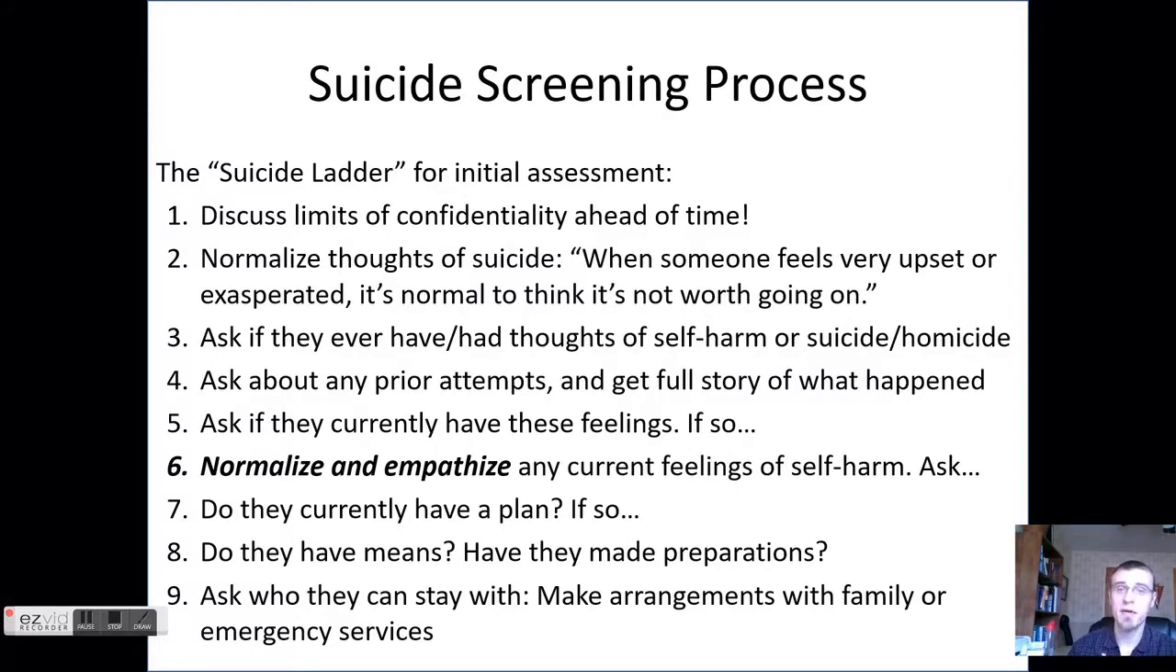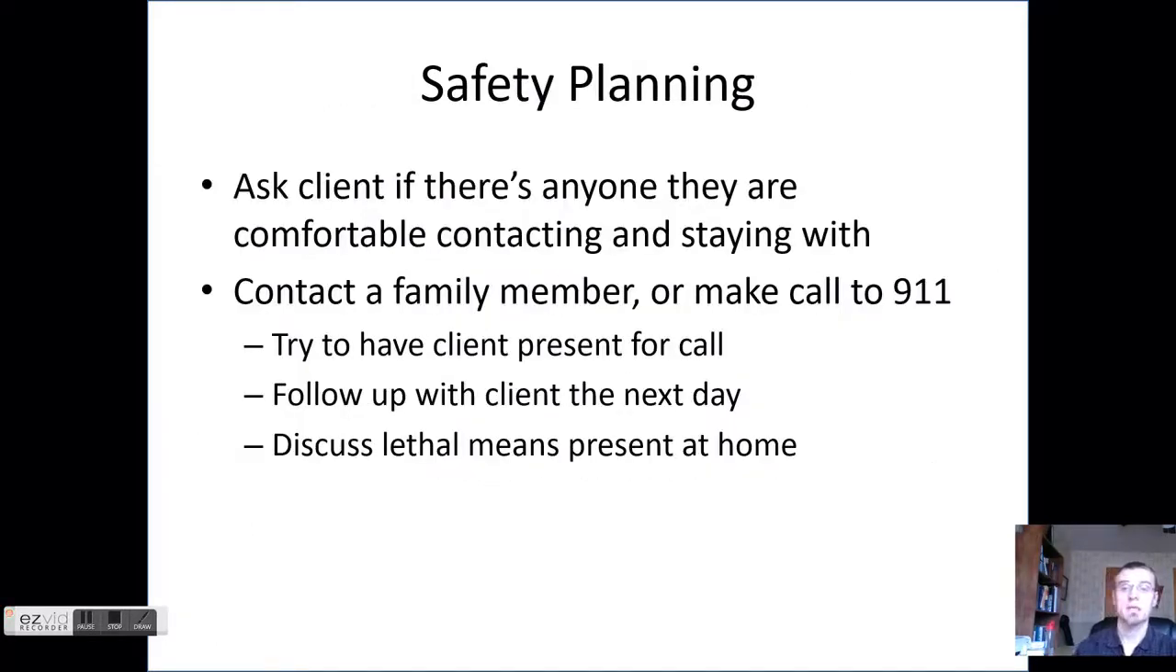If they can't name any reasons, if they have a plan, if they have intent and means, and there's nothing stopping them, we have to consider how we may need to find support for them, or if we have to breach their confidentiality. One way that we can do this a little bit easier is by asking them if there's anyone that they're comfortable with us contacting and that they can stay in contact with. This could be a family member, a close friend, somebody who we can guarantee and confirm and document.